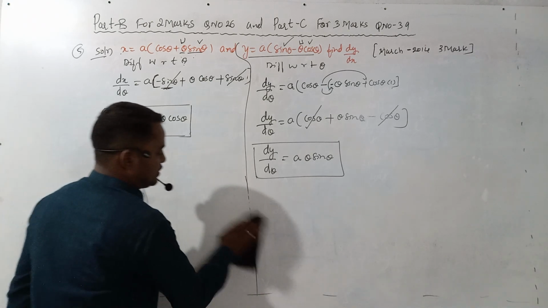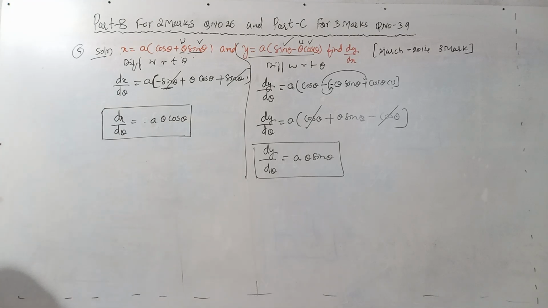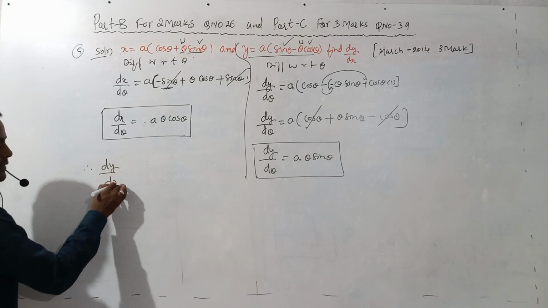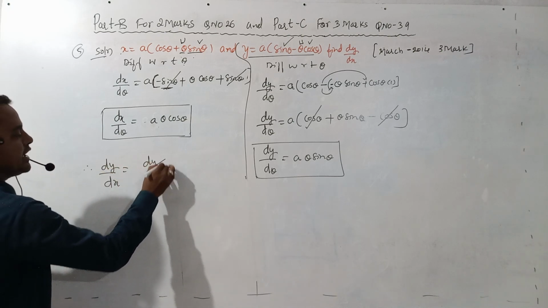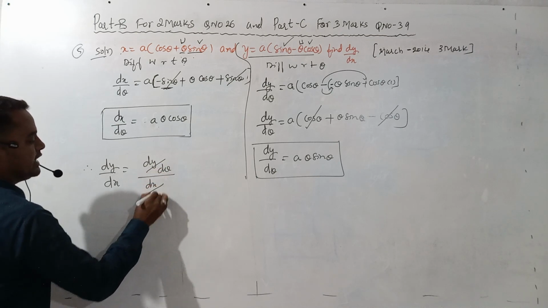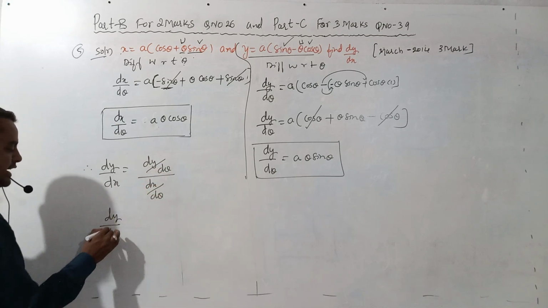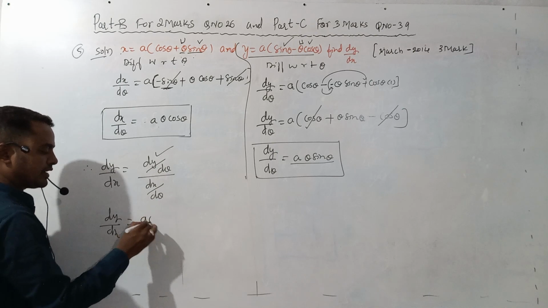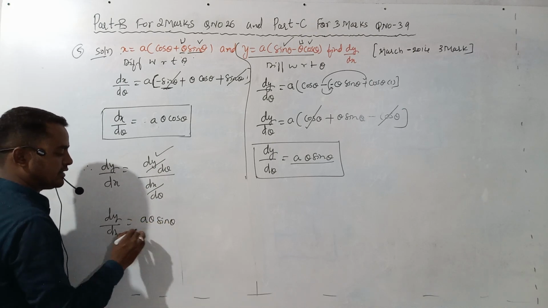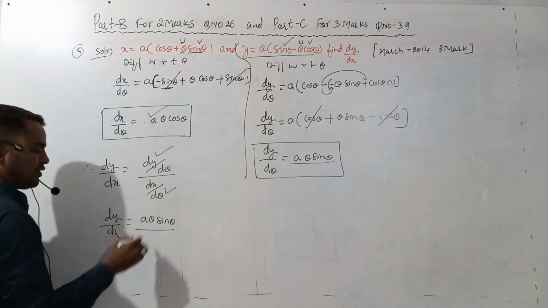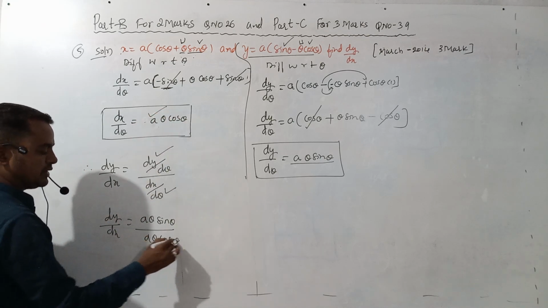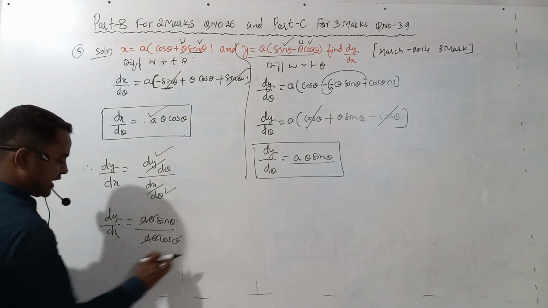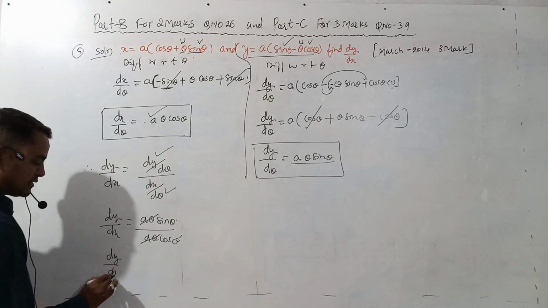Therefore dy by dx is equal to dy by d theta divided by dx by d theta. What is the value of dy by d theta? a theta sin theta. dx by d theta means a theta cos theta. This a theta gets cancelled. Sin by cos is tan. Therefore dy by dx is equal to tan theta.